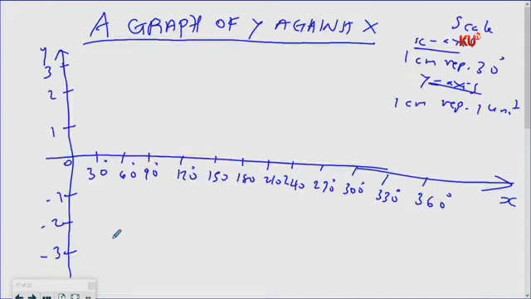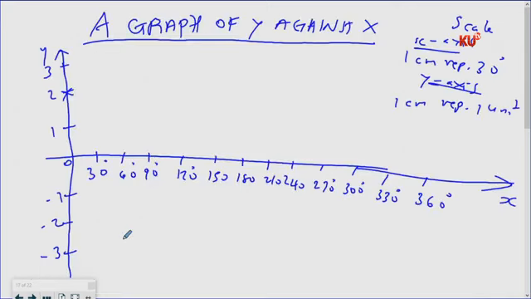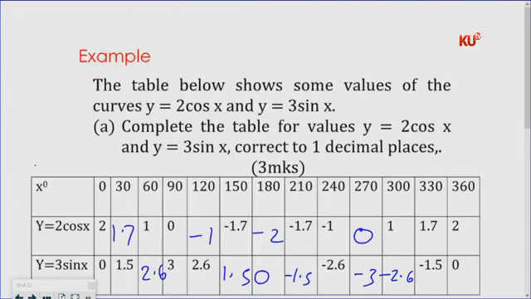So where is that particular point? When x is 0, y is 2. This is the point. Let's go back. When x is 30 degrees, the value of y is 1.7. So 30, 1.7. 1.7 approximately should be somewhere there. Next, 60.